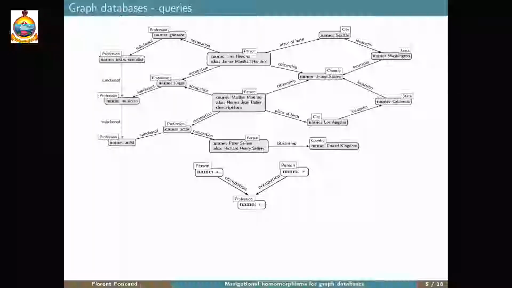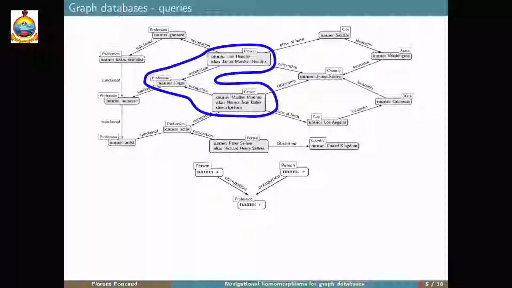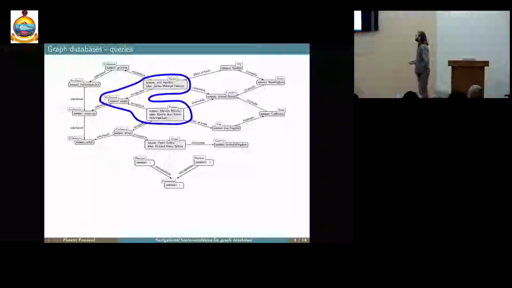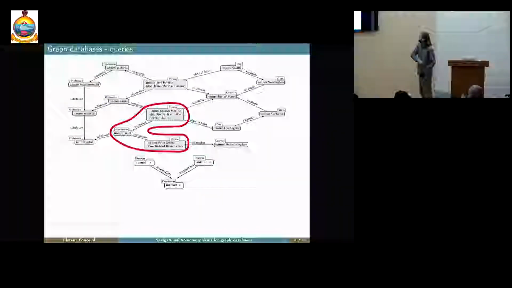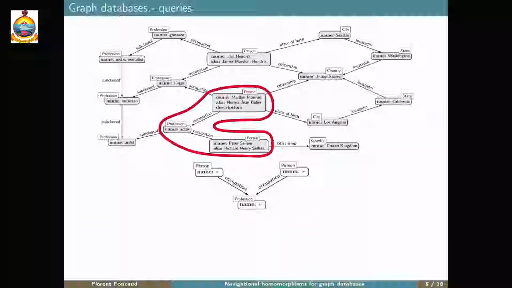The very basic way to think about this will be just to find copies of that graph. So it will be what we call in graph theory subgraph isomorphism. You just want 2 persons having the same occupation. This is one example: Jimi Hendrix and Marilyn Monroe. They were both singing, so they are singers. Marilyn Monroe has 2 occupations, she's actor and singer. So there is another answer to that query.